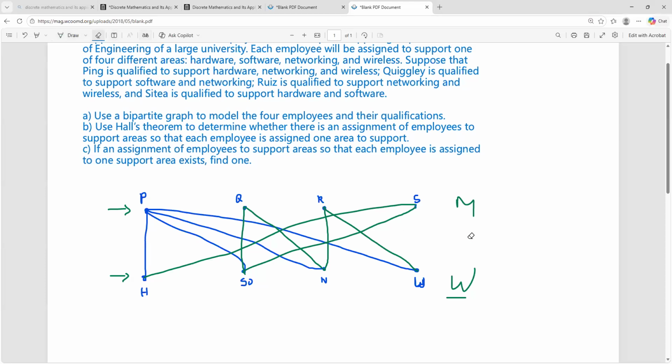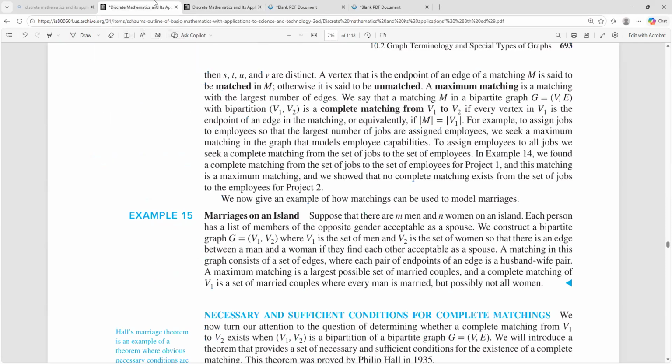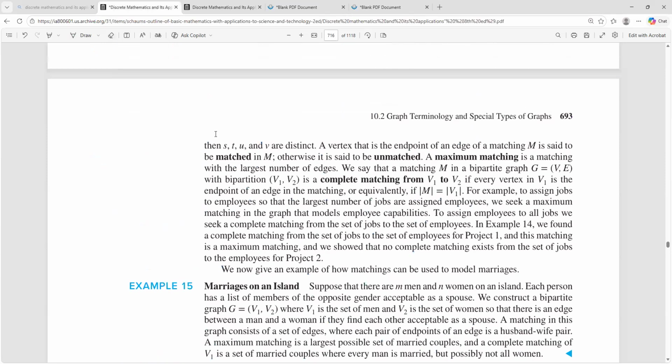So I think I might have made a mistake before. Whoa, everyone's back. But the idea here is that we want to prove that we can match every person to at least one job. Complete matching.